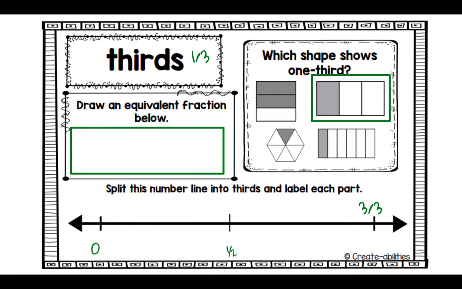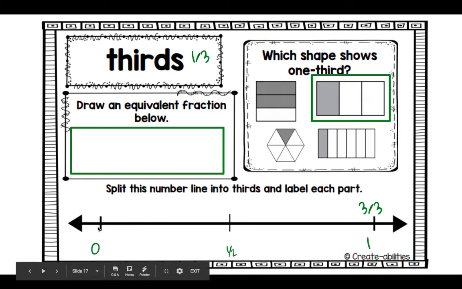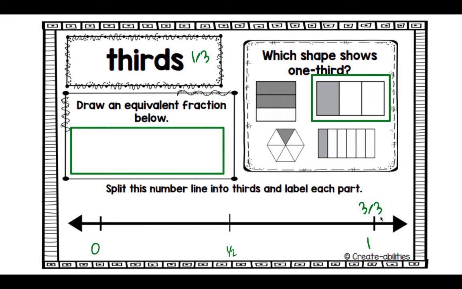Now we need to split up our number line into thirds, and then we're going to label each part. So as we have already done on the ones before, we have 0 at the beginning of our number line. We have 1 at the end of our number line, which, since we're talking about thirds, 1 is the same thing as 3/3. So you should also be writing that. Remember, anything in green that I write, you are writing in your little book in front of you.